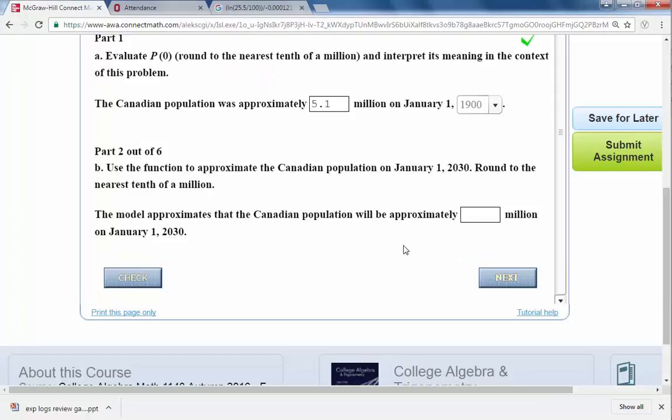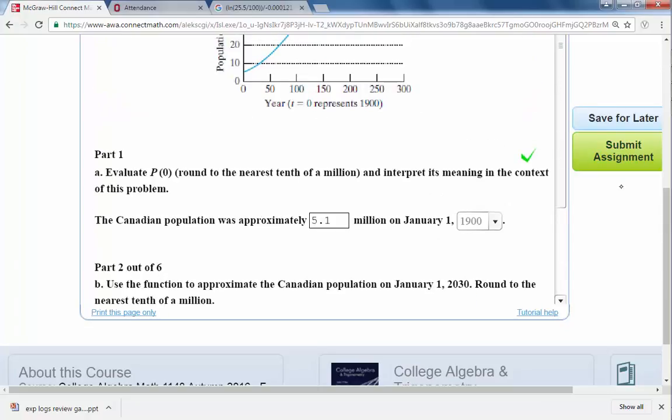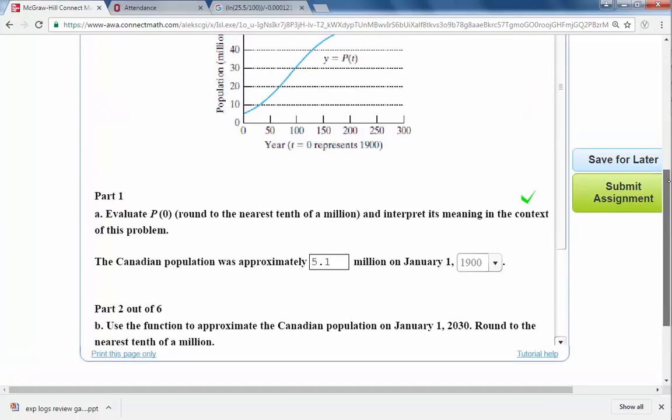Alright, next, find what the population of Canada will be 30 years later, 2030. Again, don't expect to get that data from the picture. Wouldn't that be 130 years? Yes, it is 2030, going from 1900 to 2030, so it's 130 years later.